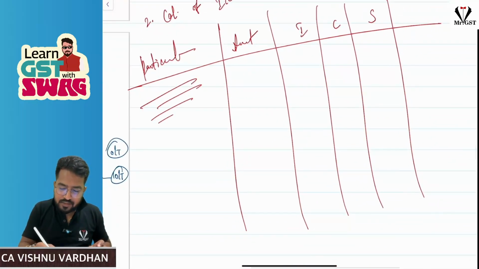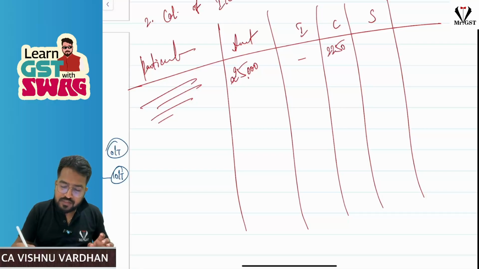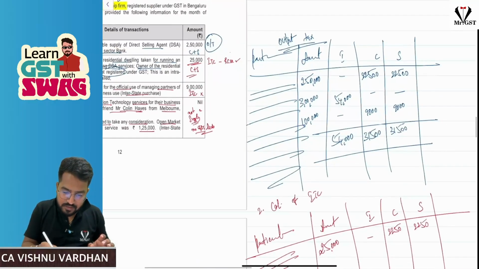You write the reasoning, all these things, why it is RCM, and you can take ITC of it. So 25,000. On 25,000, how much is that CGST and SGST? 2250, 2250, right? So this one is done.